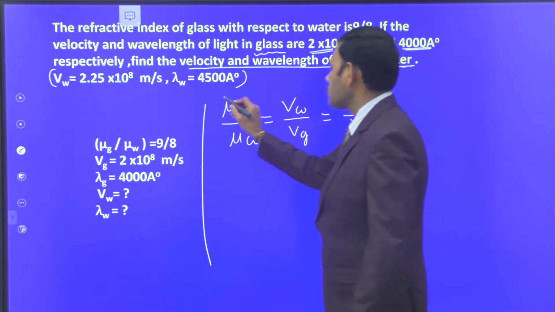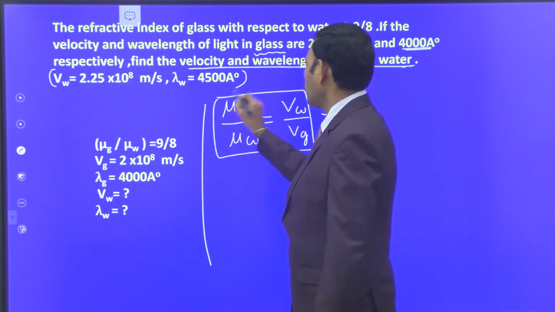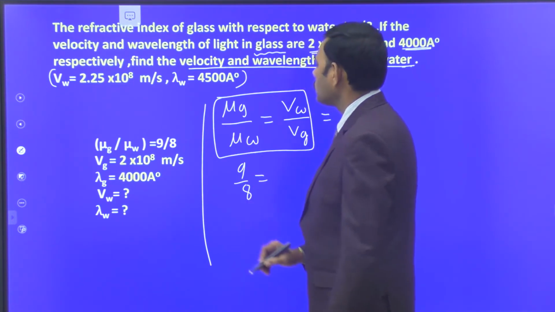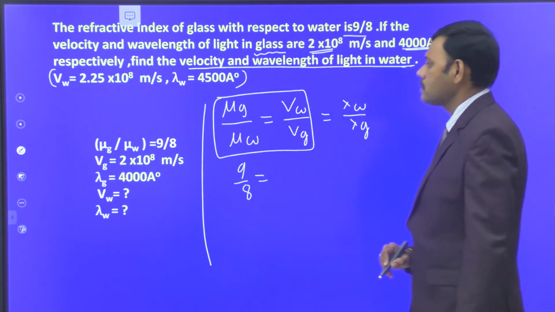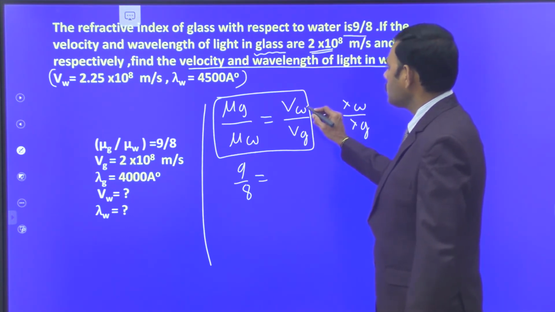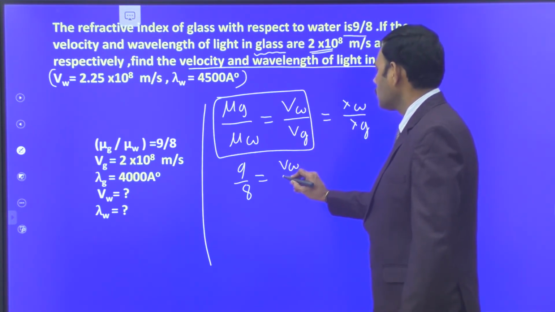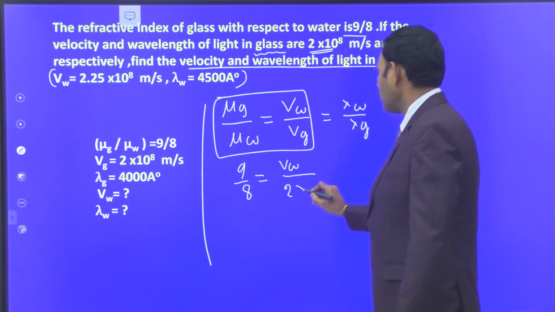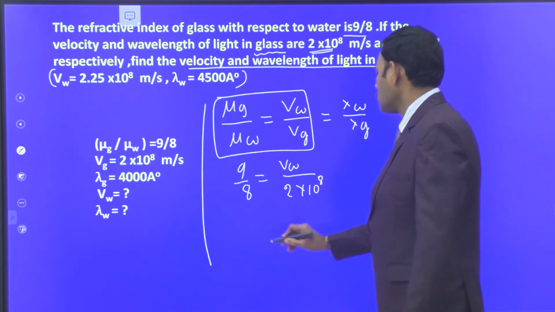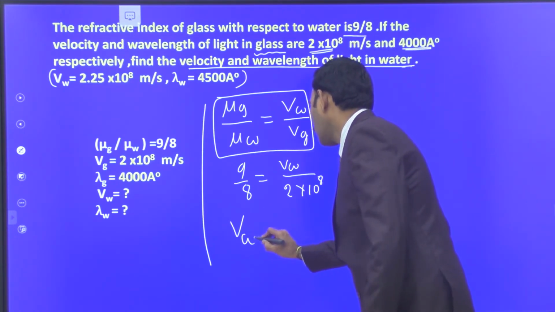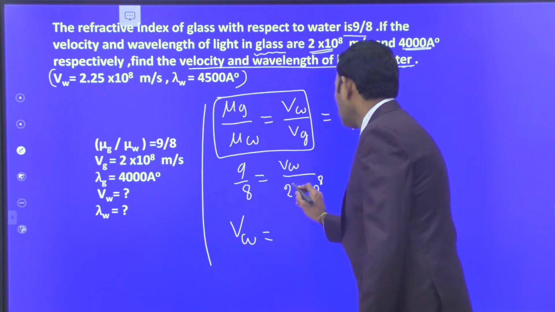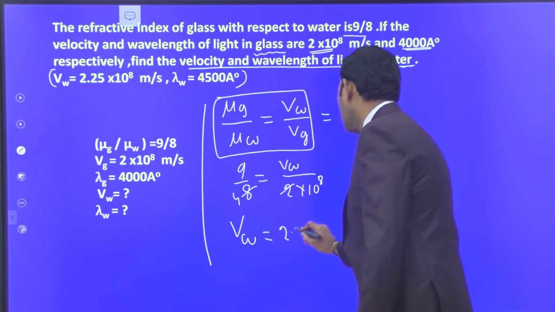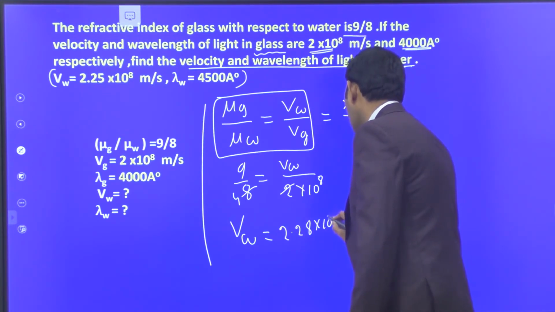So let us consider the first part and write the mu g by mu w value, that is given by 9 by 8. Refractive index of glass with respect to water, 9 by 8, is equal to velocity in water, that is the unknown value for us, divided by velocity in glass, which is given as 2 into 10 power 8. So velocity of the light in water is, cross multiplying, 9 by 4, that is 2.25 into 10 power 8 meters per second.